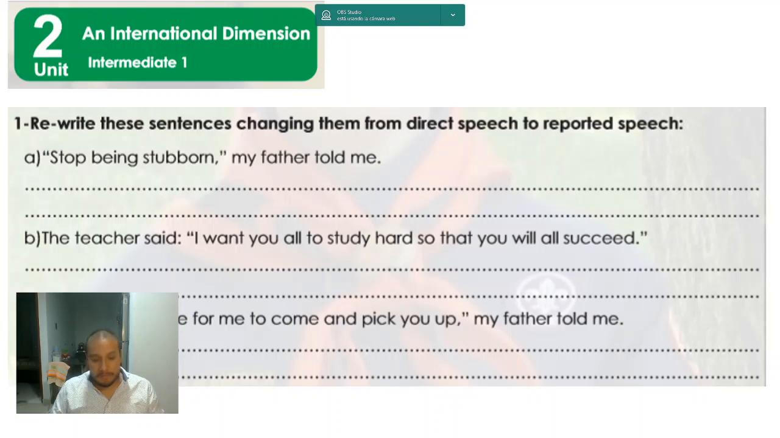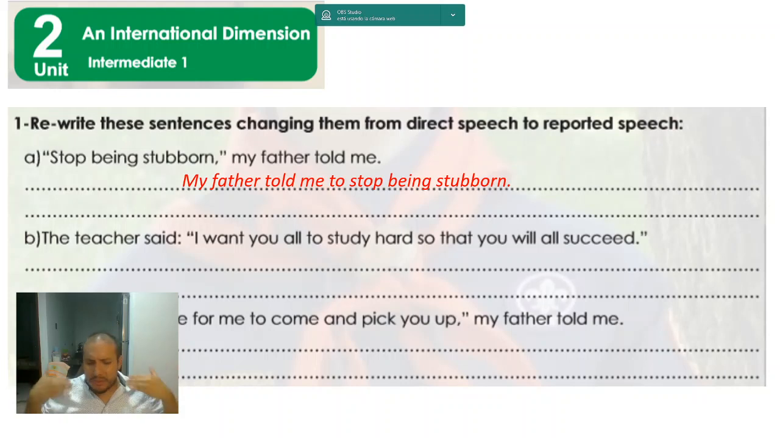So let's see the letter A. Stop being stubborn, my father told me. Of course, the solution would be, my father told me to stop being stubborn. Do you know what is stubborn? Stubborn means a person who does not listen to another person's advice. He just focuses on his own mind, his own opinion, and he's not going to change it no matter what. Okay, that is being stubborn. In Spanish, we say terco, right? Stubborn, terco, or terca. Stubborn.